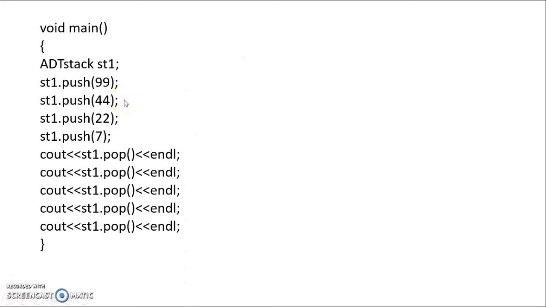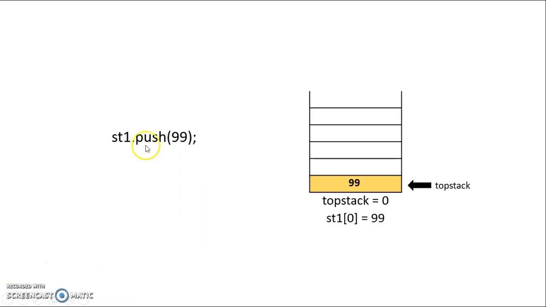Alright, let's look into our main function. We declare our stack, which is called st1. And we have the push and the pop operations. We will see step by step how the stack changes in the following slides. Next, st1 push 99. From the previous code, we know that top will be increased by 1 once the stack adds a new element into the stack.